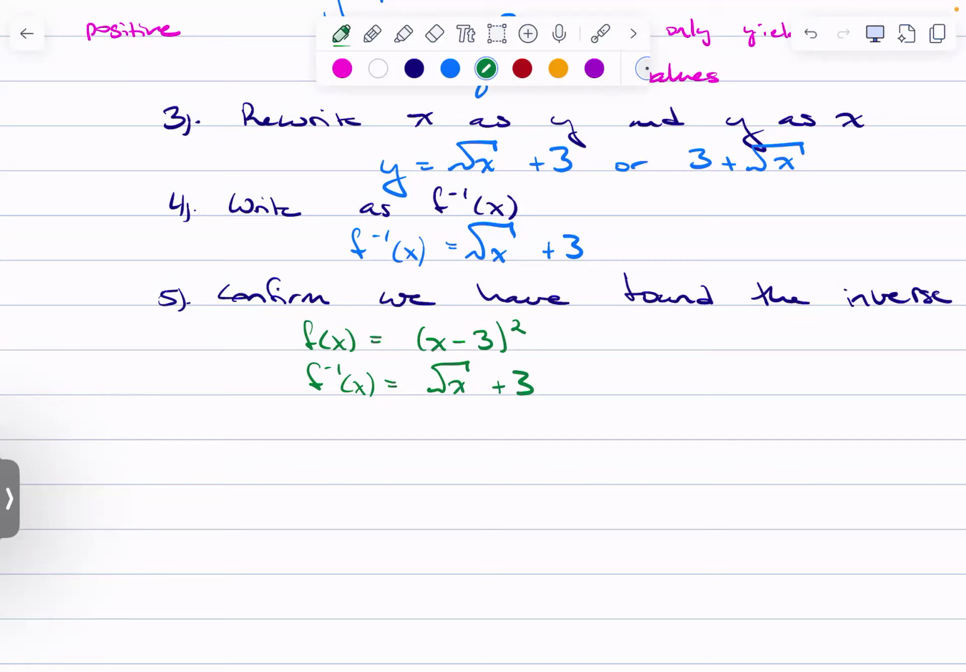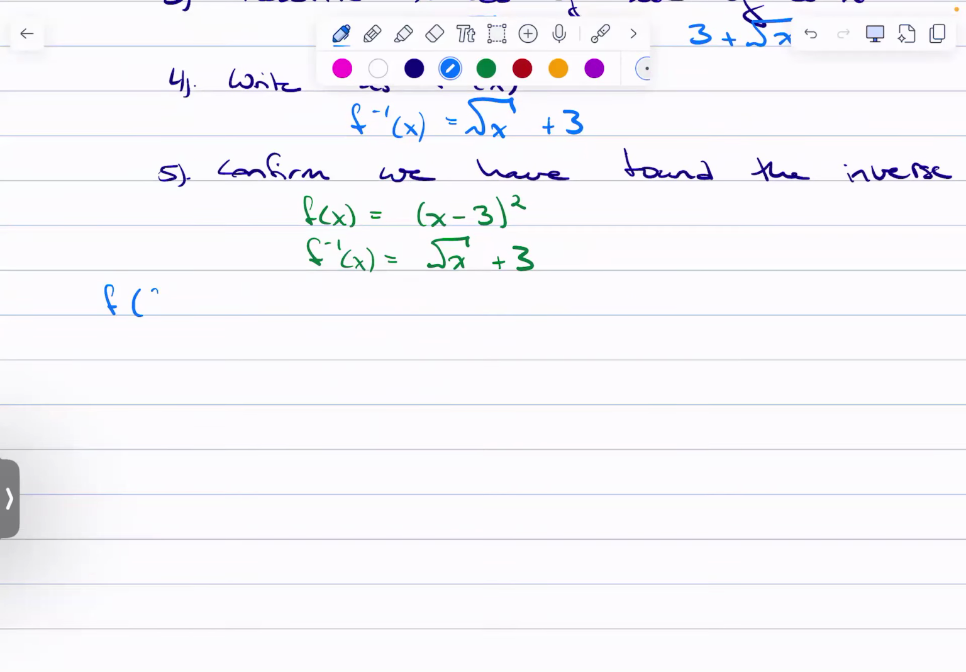Now I can do the function compositions. Okay, so f of the inverse, start there. You don't have to do them side by side. I just like to do them side by side so you're not using up a ton of space, and so I can keep it on the same page. Using my inverse function as the input into my original function, it's going to look like this. I have f of the root of x plus 3.